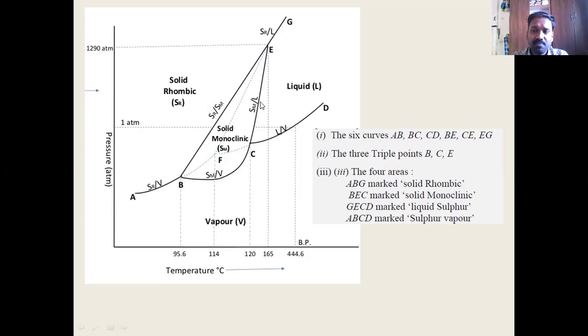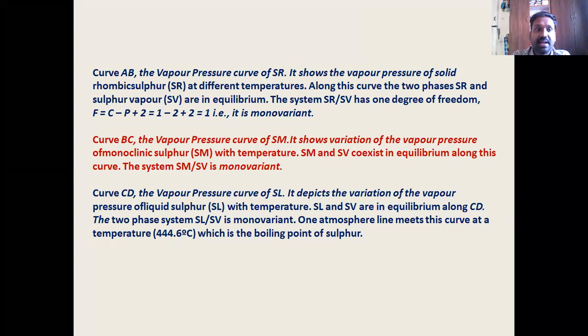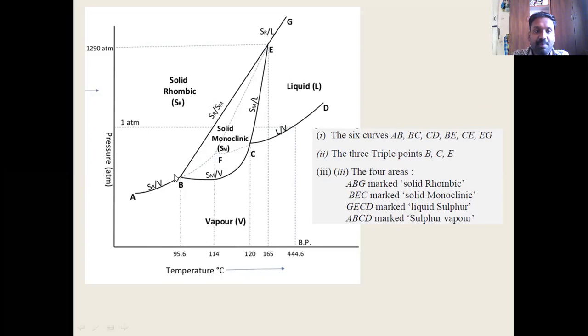Now, that's one point. The second point is, how many degrees of freedom are there for this curve? That is the importance of the phase diagram. Even without the Gibbs phase rule, you can construct the phase diagram. Fine, no problem. But what is the importance of the Gibbs phase rule? Given any point and knowing the number of phases around that point, you can calculate the number of degrees of freedom. So let us see curve AB as an example. How many phases are along this curve? Two phases: rhombic sulfur and sulfur vapor.